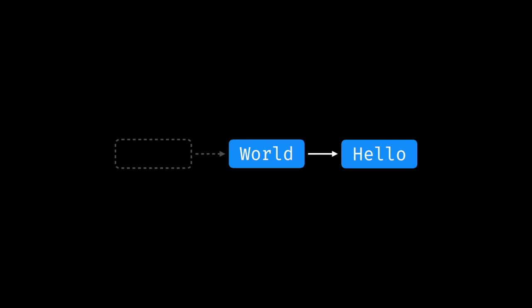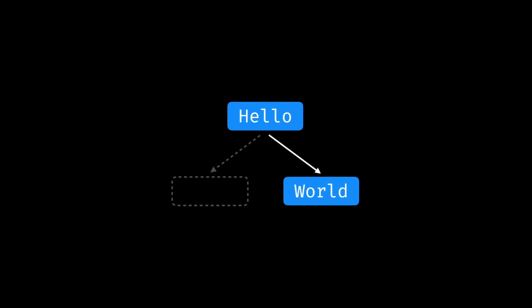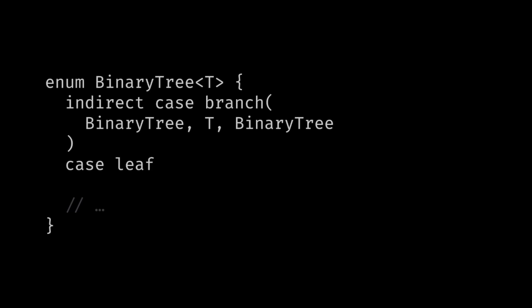Now, this is a list, but if you want to have a tree, you just do this. Instead of having one value you're pointing to, you're simply pointing to two values. And the way you would model this is, again, with an indirect case, which in this case would be branch, which would point to another binary tree, a value and another binary tree for the left and for the right child. And the none case in this case would be called leaf, for example.